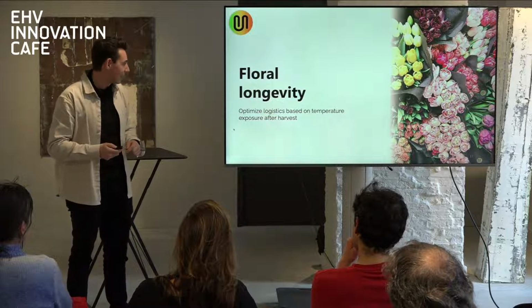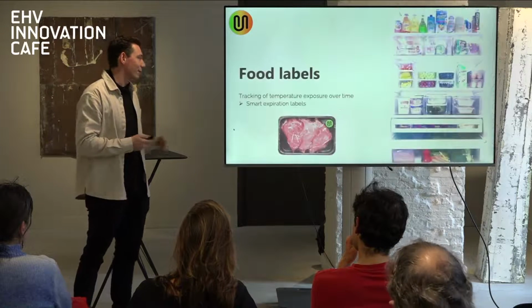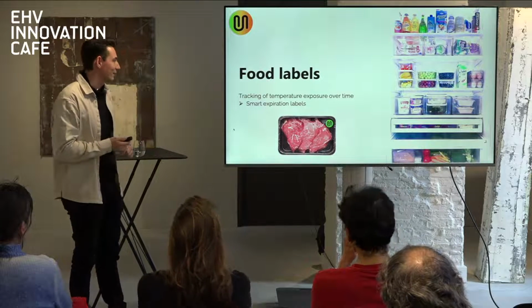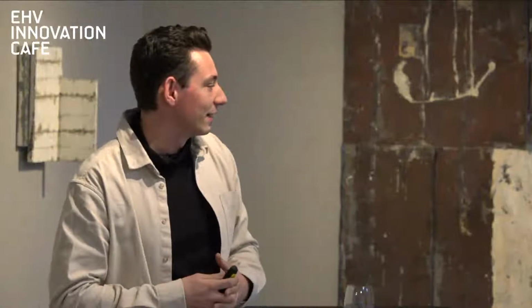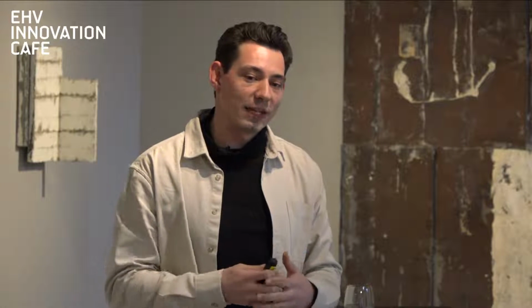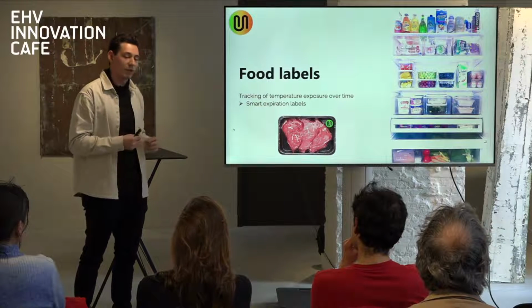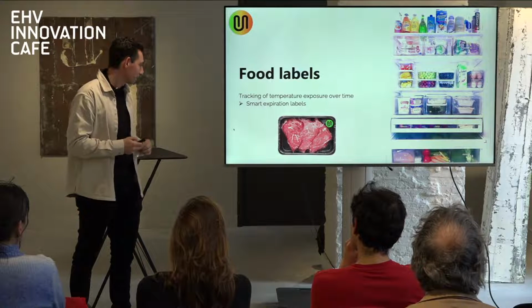And then we can really move on to, let's say, the biggest market in the end, which is for food labels. So if you are able to track the temperature exposure over time for your food products, you should be able to replace the traditional expiration dates, because they are just forming an estimate. But if you would have these smart indicators, you can really couple this to the degradation of your product and be more sure about the quality of your food product.